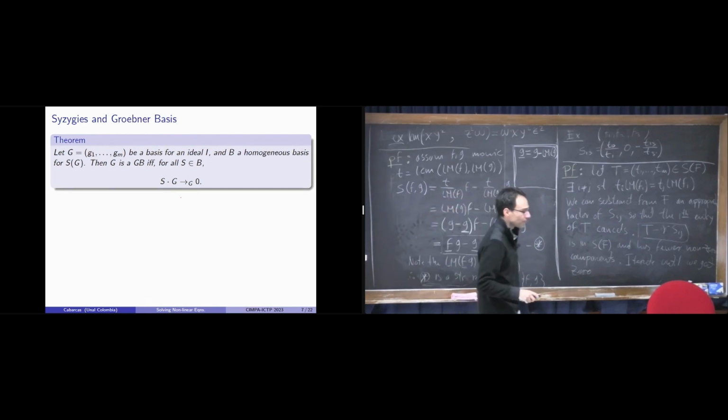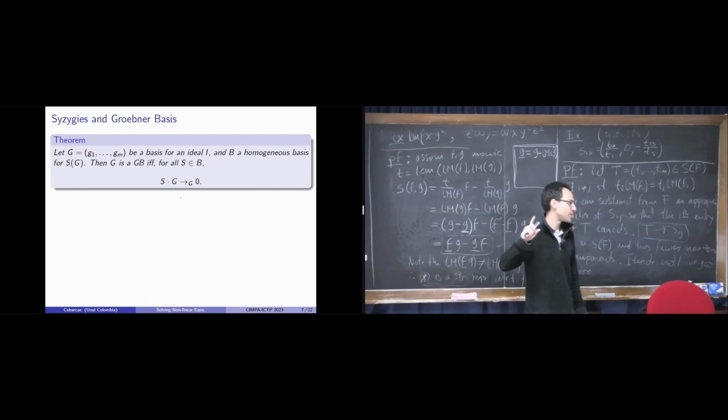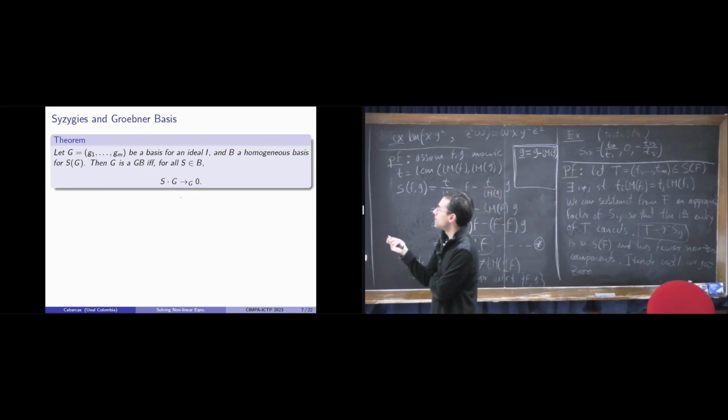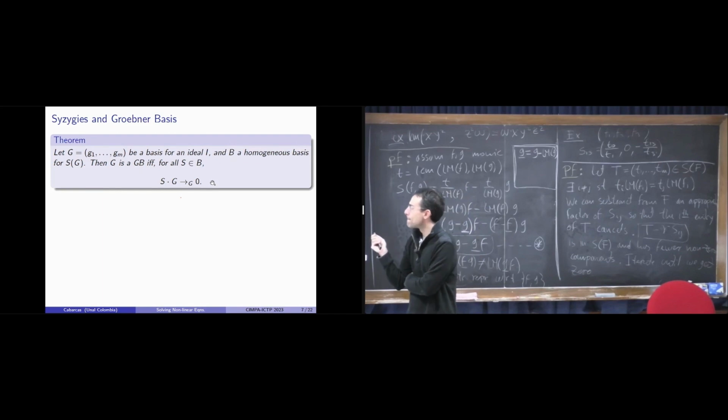And why is that useful? Well, because we have another characterization of Groebner basis that is as follows. Let G be a basis for an ideal I, and B a homogeneous basis for the module of CCGs of the leading terms of G. Then G is a Groebner basis if and only if for every CCG S in B, the dot product of S and G reduces to 0 modulo G.